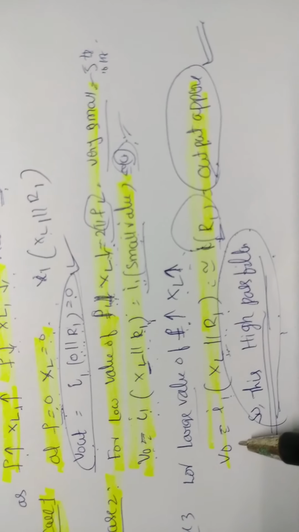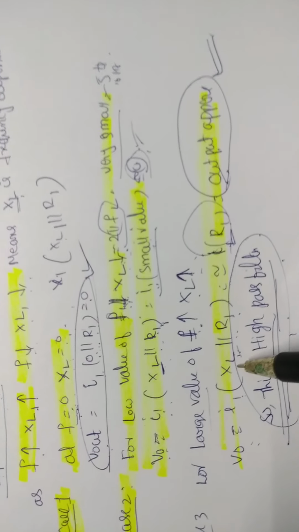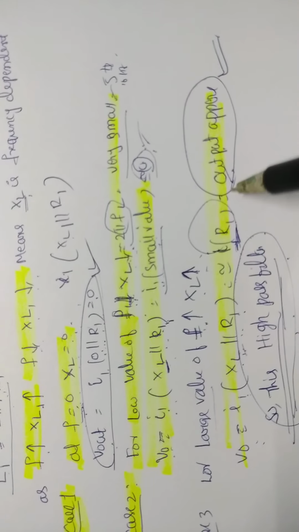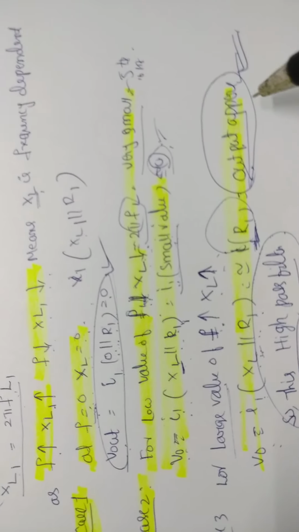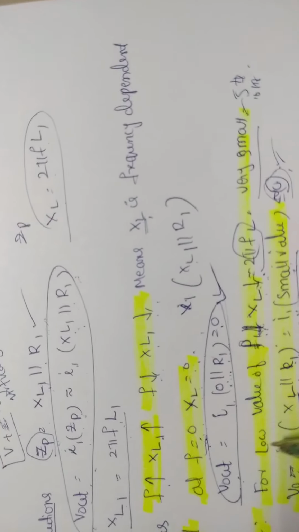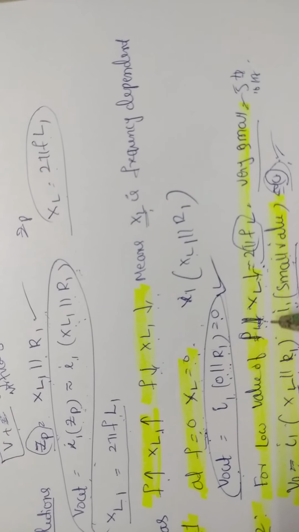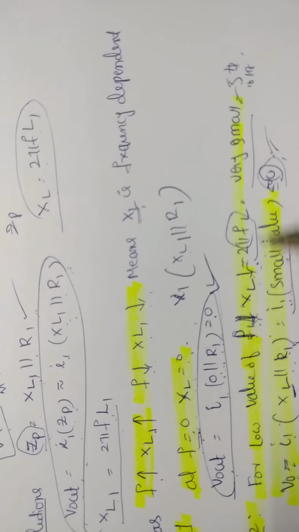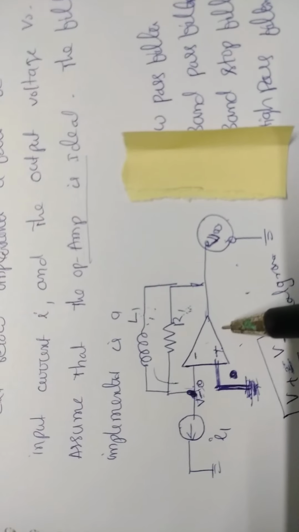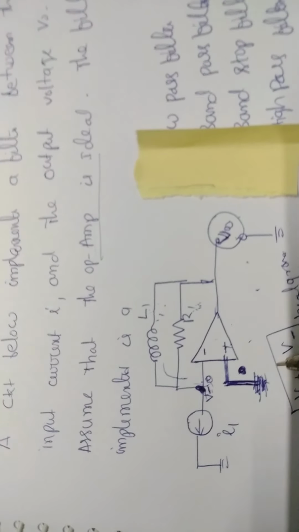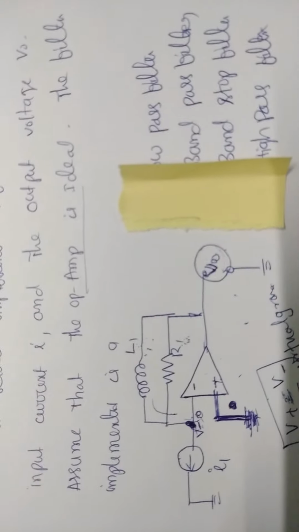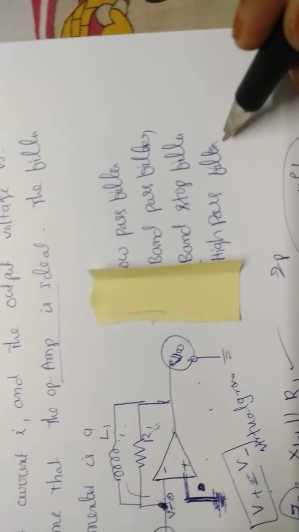For larger values of f, XL is also increasing. So XL has a large value and V0 is approximately R1 times I1, so the output will appear. At high frequencies you will get an output, but at 0 frequency and low frequencies, the DC component is not passed and the output will not appear. So this circuit allows only high frequencies and does not pass 0 and low frequencies. So the right answer for this question is high pass filter.